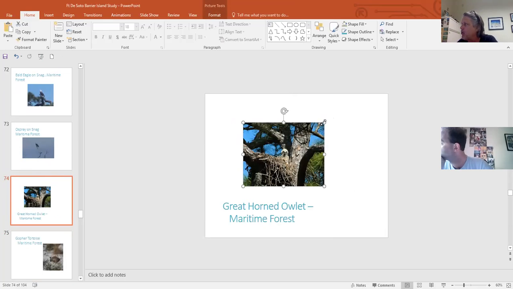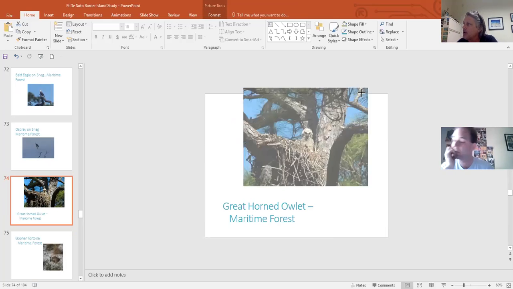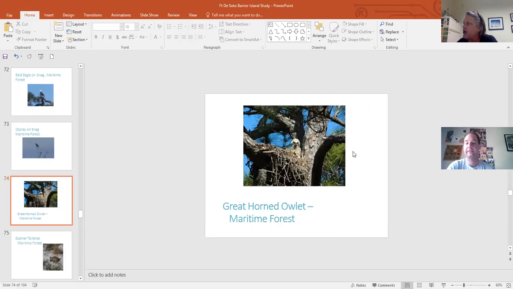Owls, and here's a great horned owlet, nest in these trees as well. So I know a spot on Honeymoon Island that the owls love. So maybe one out of three times I go on a hike there, we see great horned owls.